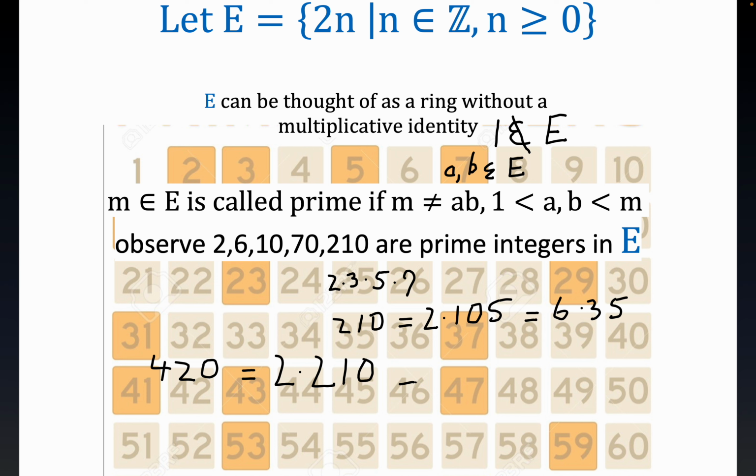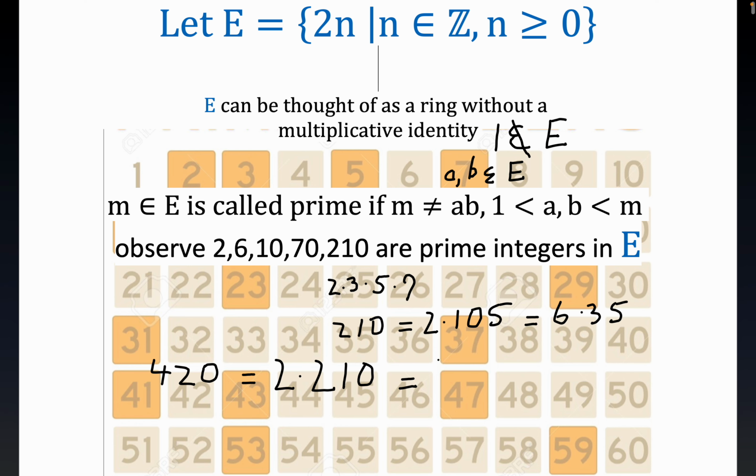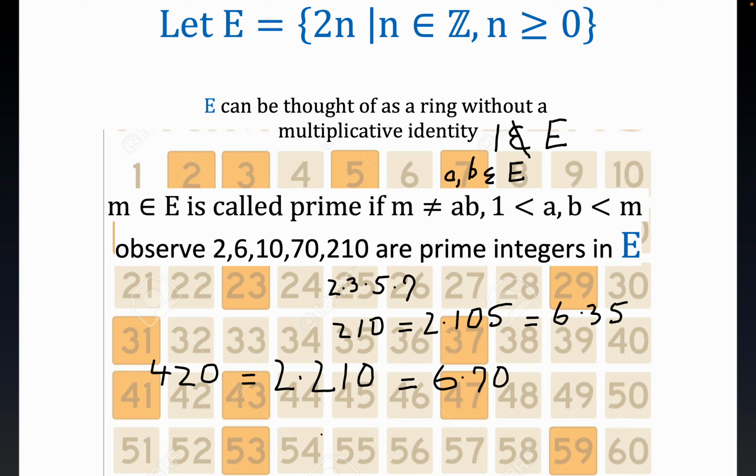But also notice, what else can we get out of this? We can get 6 times 70. Yeah, 6 times 70. You guys who are familiar with number theory are already going, what about this? Okay, we have 2 different prime factorizations for the same number. That cannot happen in the integers as a ring. But we have demonstrated it can happen in the positive even integers.